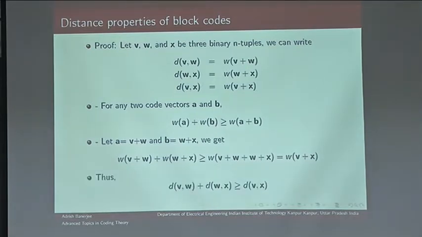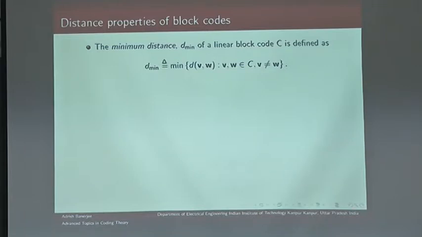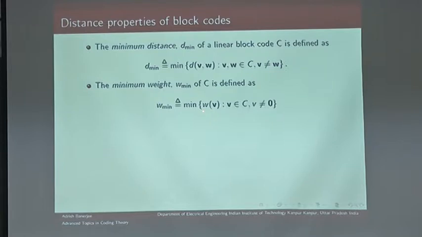Okay. So that is proved. Now we are defining the minimum distance of a linear block code as the minimum Hamming distance between any two code words V and W, where V and W are not the same. So basically, the minimum Hamming distance between any two distinct code words is the minimum distance of a code. We define the minimum weight of a code as the minimum weight of a non-zero code word, V belongs to the code and V is not the all-zero code word.